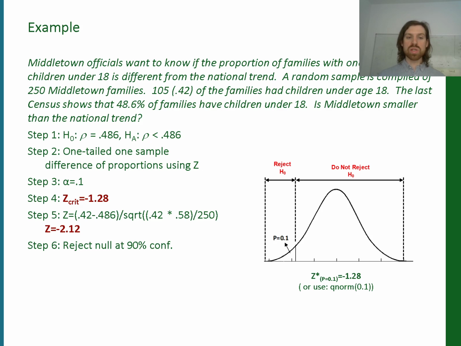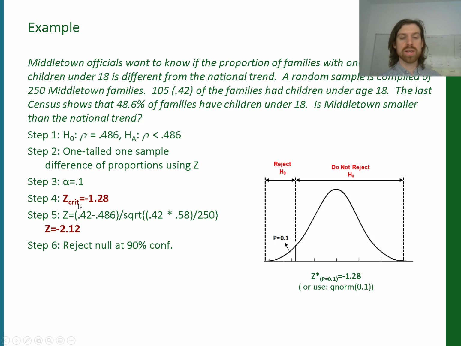So what we need to do is state the null hypothesis first, which is that there's no difference, so the proportion is the same as the national trend. And then we state the alternative hypothesis, which is that the proportion, in this case, is lower than the national trend. As a consequence of it being expected to be lower, we're using a one-tailed, one-sample difference of proportions using z-score. We know the alpha value, the level of significance which we're setting, which is 0.1.